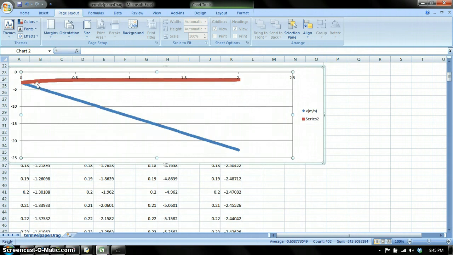For the what if question, this is the thrown down case. Without drag, the velocity continues to increase, but the one that has drag actually decreases to reach terminal velocity, the same terminal velocity as in the other graph.